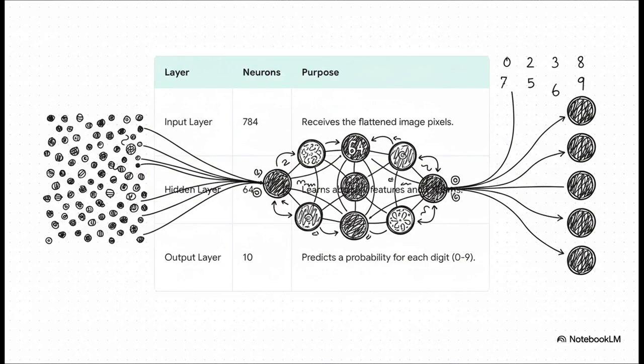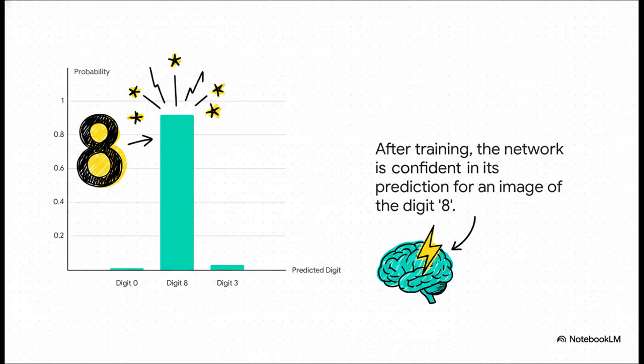And here is the exact blueprint for our little machine. Those 784 inputs get fed into a hidden layer with 64 neurons. That layer is going to learn to recognize basic features, like loops and lines and curves. That is then connected to an output layer that has 10 neurons, one for each possible digit from 0 to 9. And after running that training loop thousands and thousands of times, this is what you get.